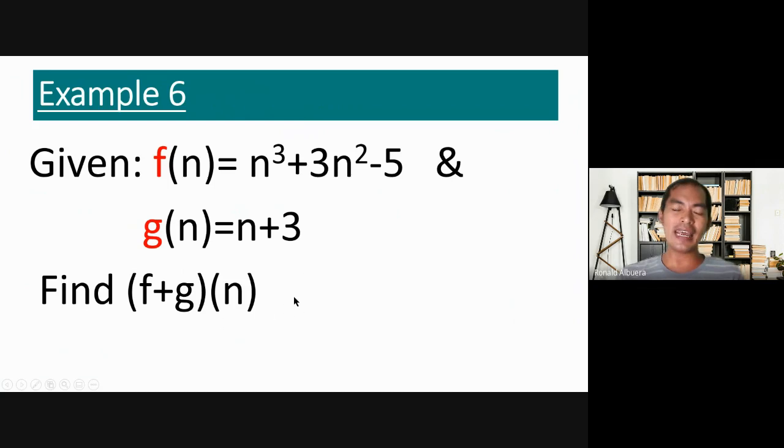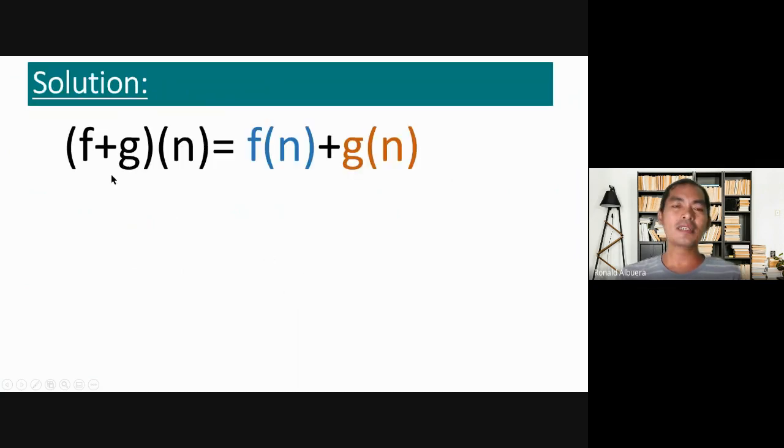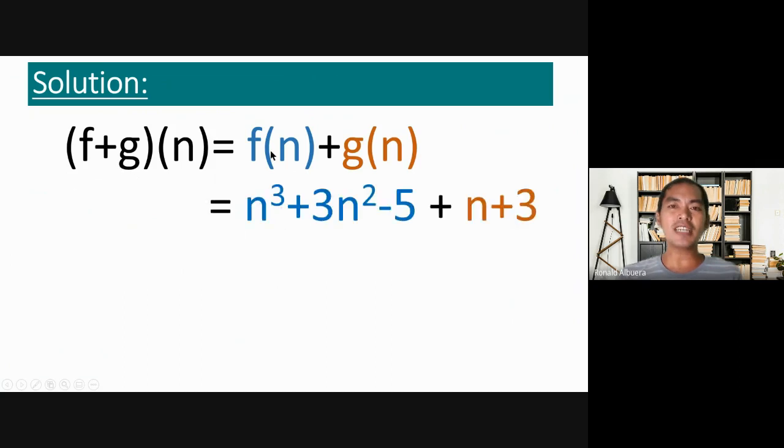So we have, this is the definition of the sum. You just copy the first function represented by color blue, n cubed plus 3n squared minus 5, and g of n, yung n plus 3.